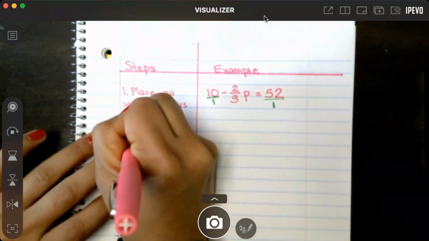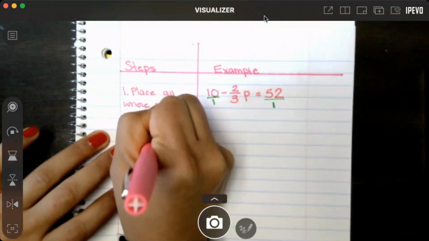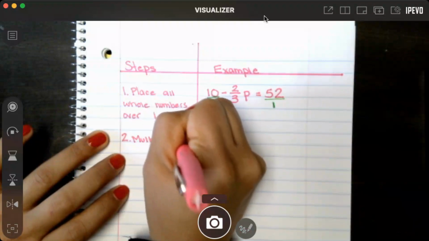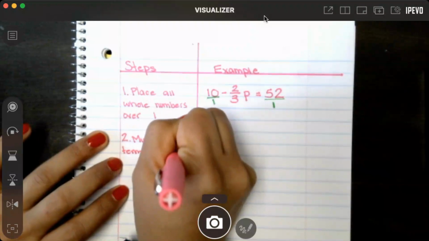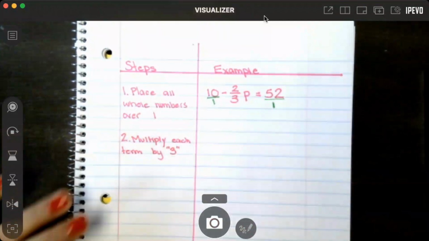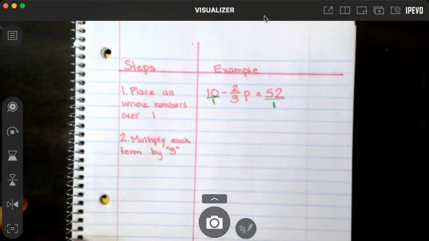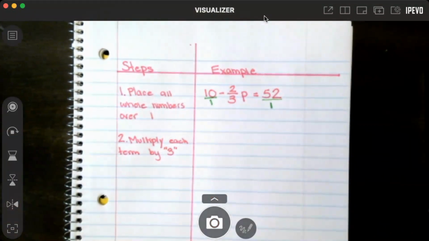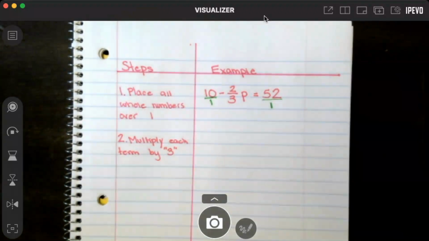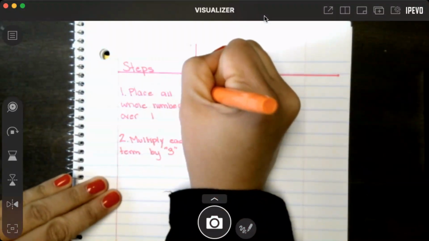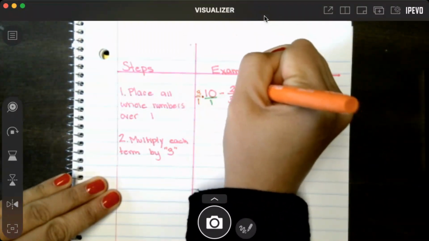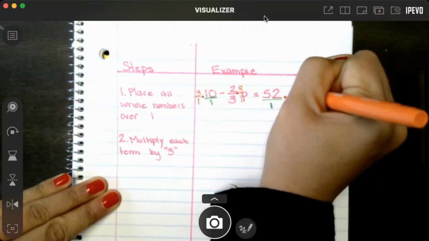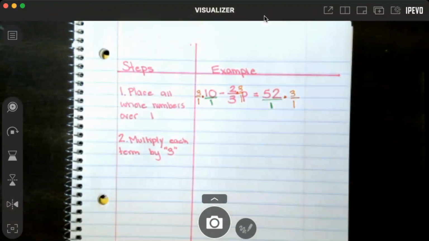So let's multiply each term by 3 in this case, and you can put quotations around the 3 because depending on the problem you're doing, that number could change. Let's multiply each value by 3, or 3 over 1. So times 3 over 1, times 3 over 1, times 3 over 1. And this one you might have to squish in there a little bit. That's okay.